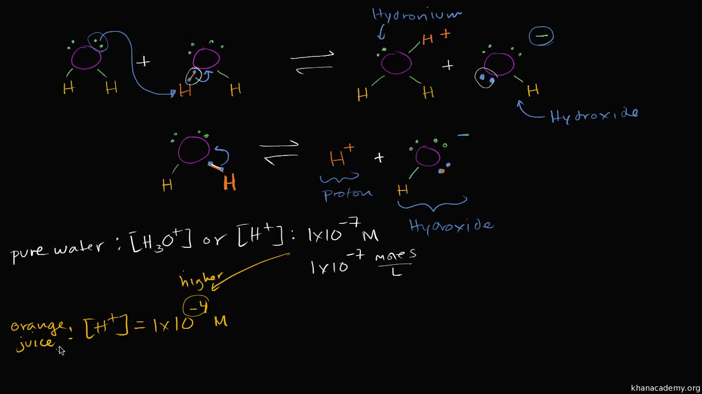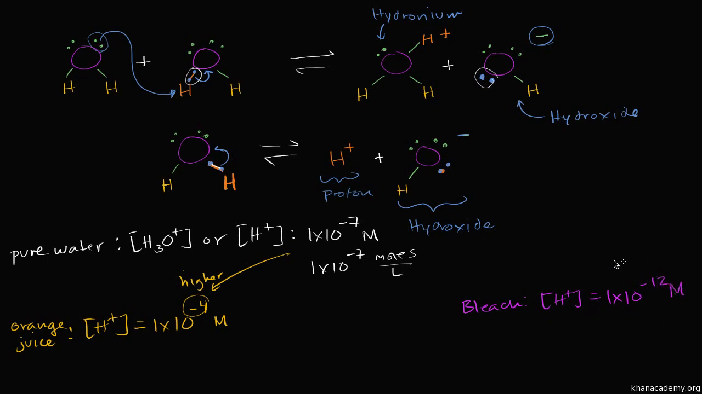And we could look at something that has a lower concentration, say something like bleach. I actually looked it up on the Clorox website. The Clorox bleach, they say that their hydrogen ion concentration is approximately equal to 1 times 10 to the negative 12 molar.